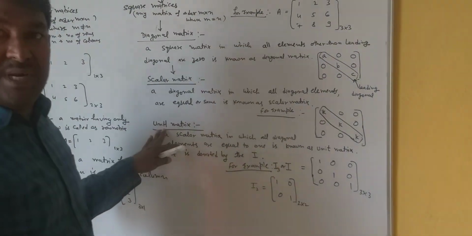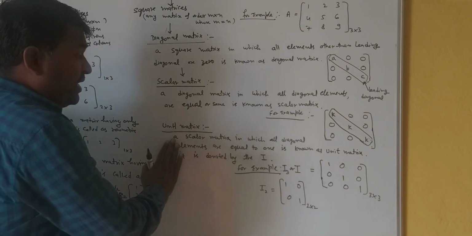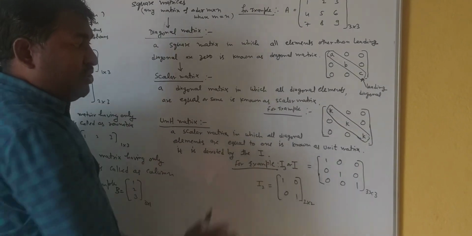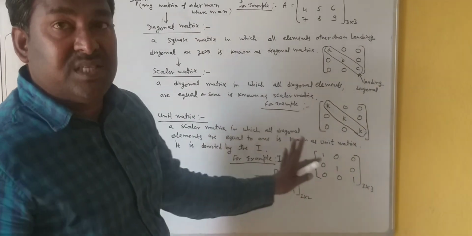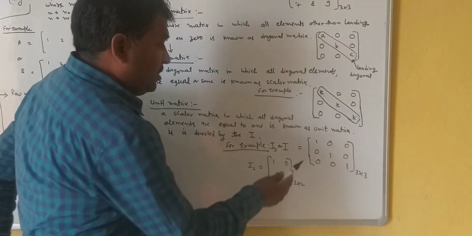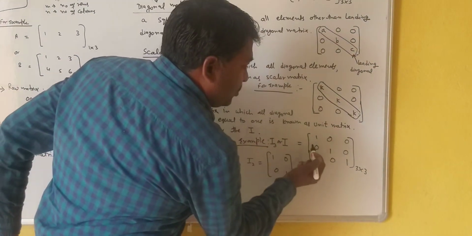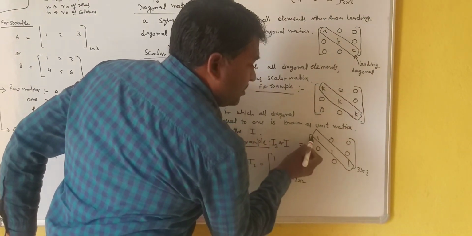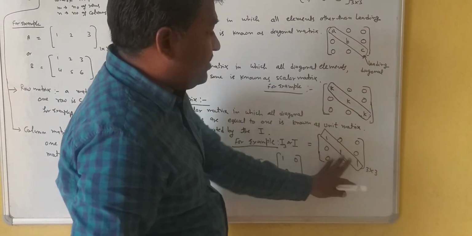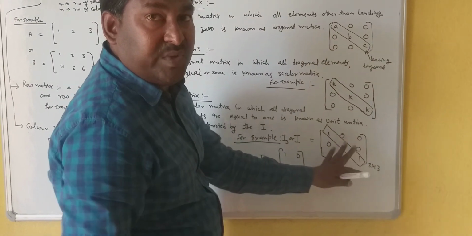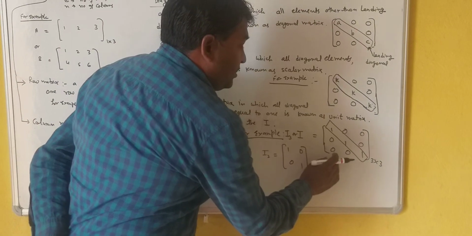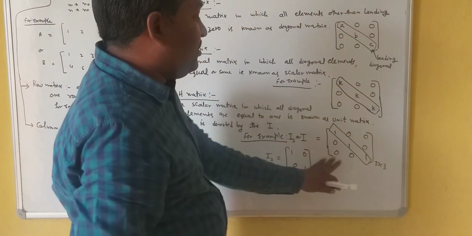Now the unit matrix. A unit matrix is a scalar matrix in which all diagonal elements are the same, but they must all be equal to 1. See here, all leading diagonal elements are the same and they are equal to 1. Except these, all other elements should be 0, since we are talking about a scalar matrix. Therefore, this is an example of a unit matrix.